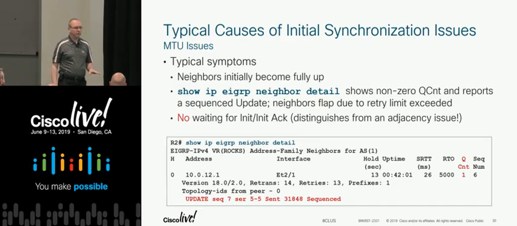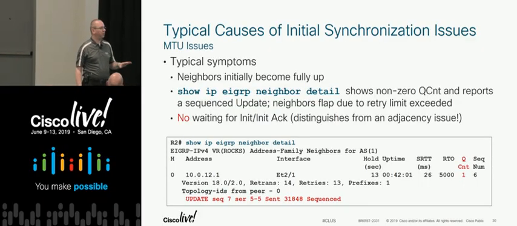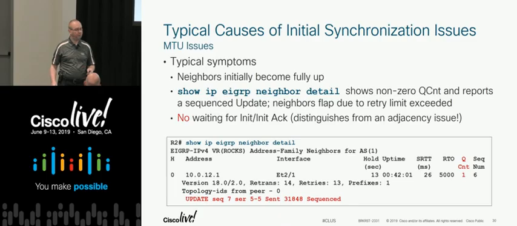MTU issues cannot be worked around in EIGRP. There is no knob similar to ip ospf mtu-ignore. You simply have to make the MTUs the same on both ends. Might be challenging, but this is the only way to make this work.